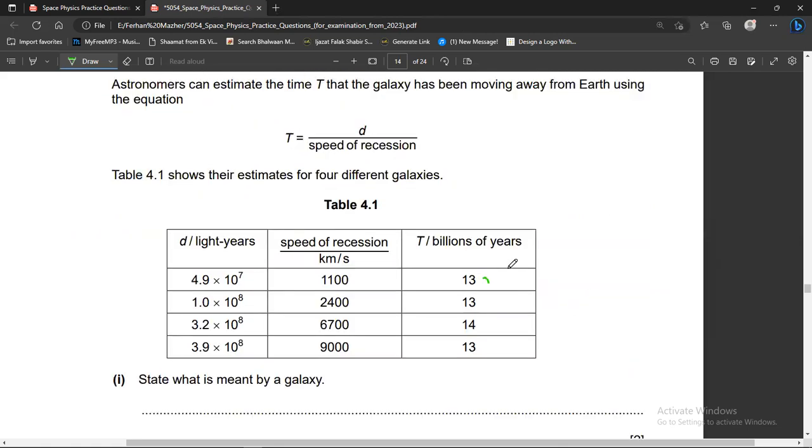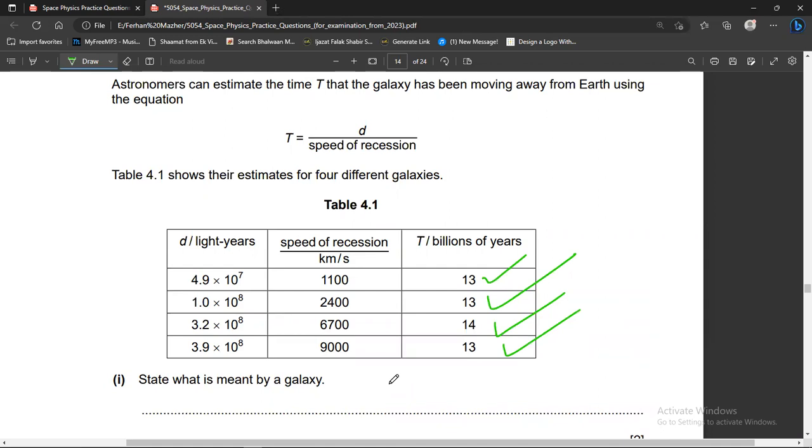You see, for each planet, sorry, I said planet, for each galaxy, look at this time of recession. This is the time which we think that it has been going away from the Earth. So if you look at the time, for all the galaxies, it is almost 13-14 billion years. So it means that for the last 13-14 billion years, they are going away from each other. So that means 13-14 billion years ago, they were together with each other.